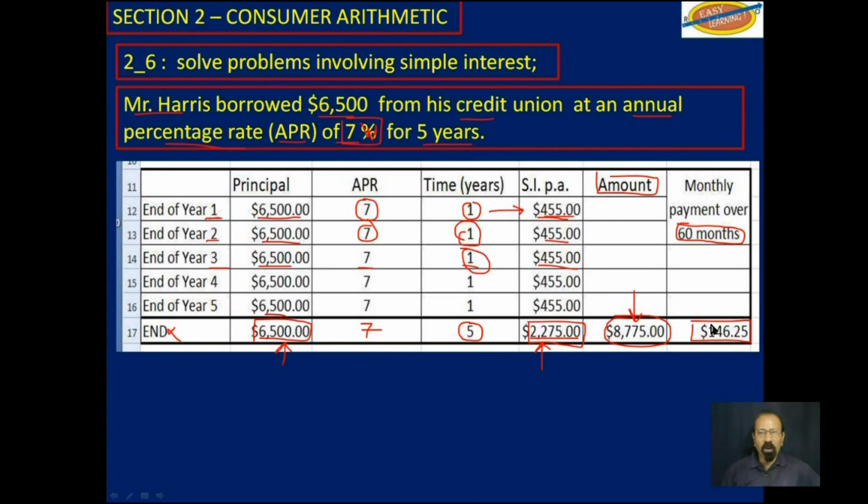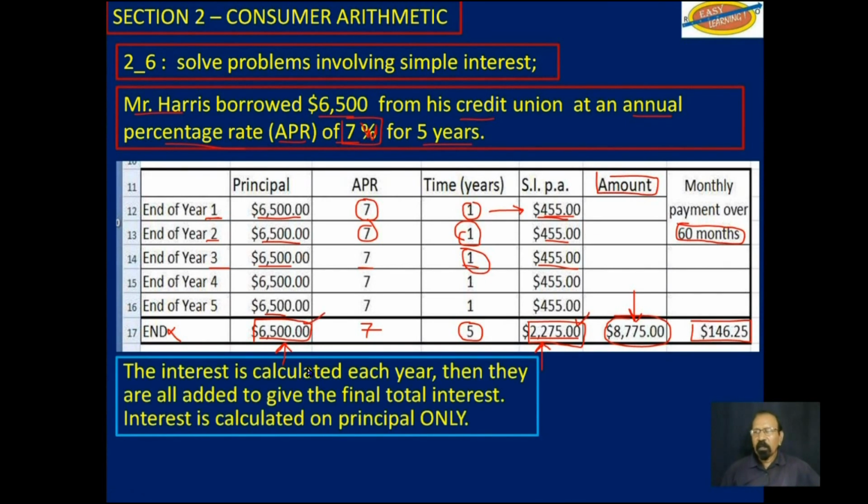$146.25. Now, this is all calculated upfront. So Mr. Harris would know exactly how much he has to pay. So at the end of 5 years, he would have paid off the interest and the principal. Now, interest is calculated each year, then they are all added to give the final total interest. Interest is calculated on the principal only.